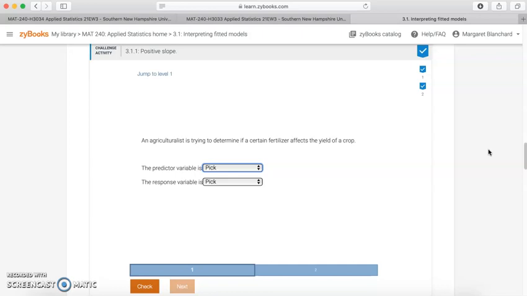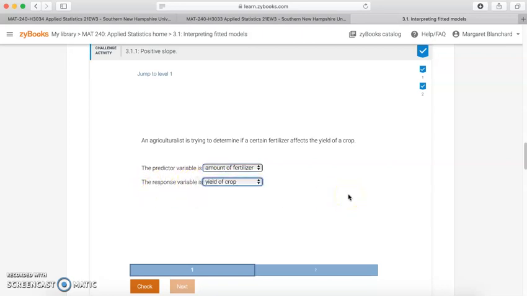In this case, we're trying to see if one thing affects another. That means that the initial thing in that situation is the predictor variable, because what we're trying to decide is if that amount of fertilizer or certain fertilizer will create a higher crop yield or lower crop yield or nothing. So in that case, the predictor variable is amount of fertilizer, and the response variable is the crop.